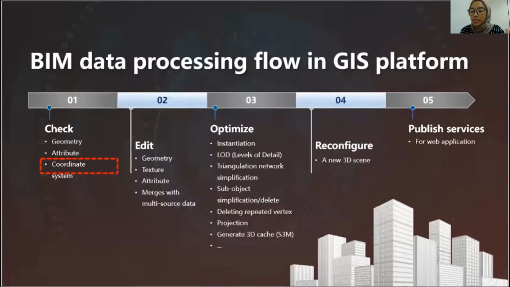And the third one is optimization. BIM data is usually large, so this will have an impact on the performance, especially if we are going to bring it to a web-based application, so by implementing some treatment as a flow, it will help us to raise the performance. The fourth one is reconfiguration, which means building a new 3D scene after we pass the prior three processes, and the last is to publish it as a GIS service for web development purposes.